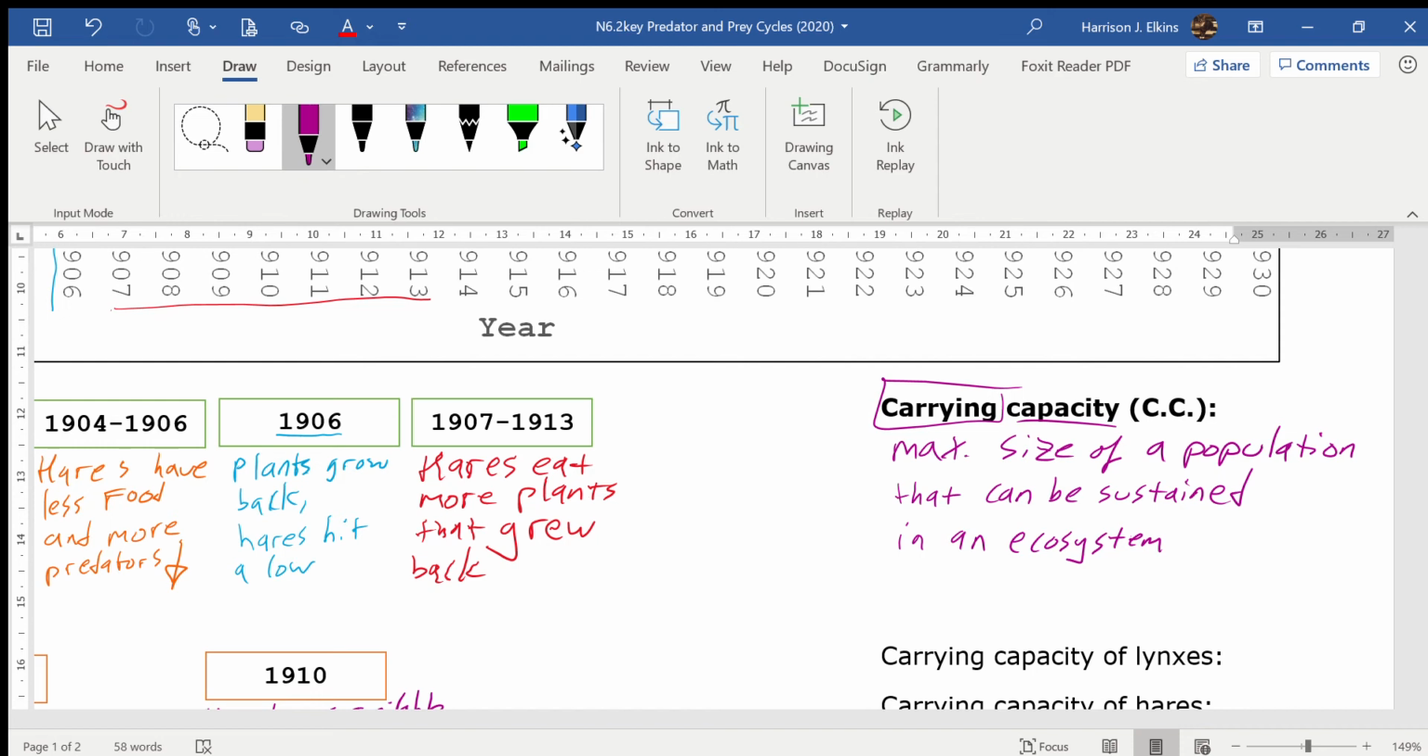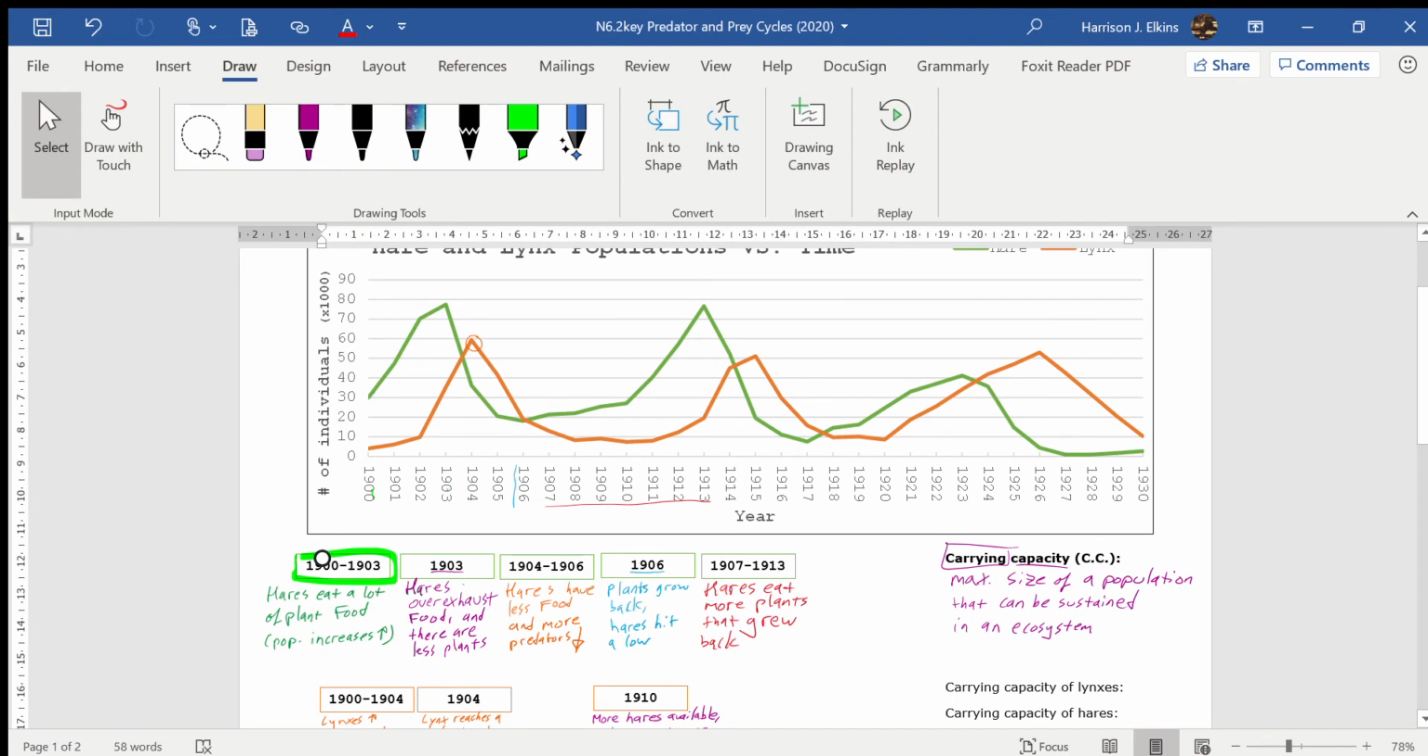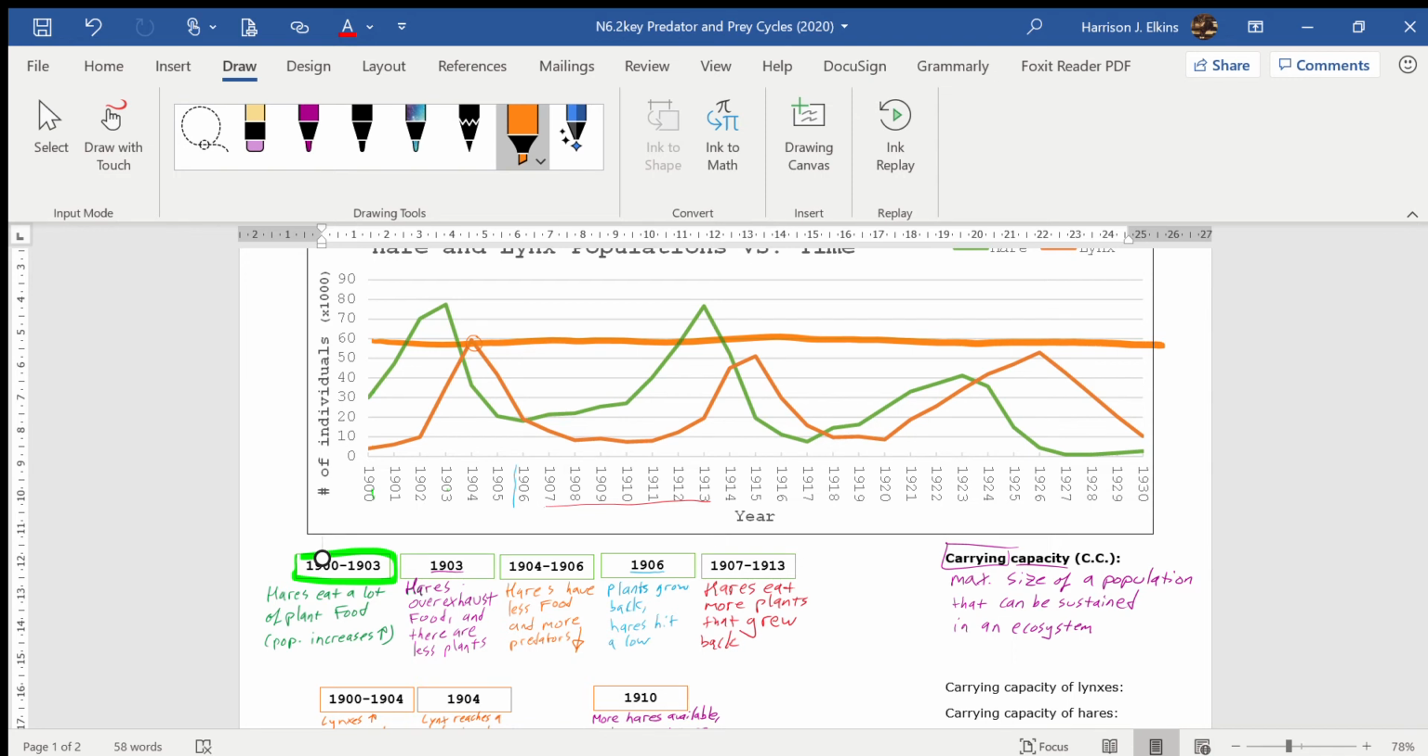So ecosystems have the same thing. They have a carrying capacity. They can only sustain so many before a population would crash. So what's the carrying capacity of lynxes? Let's look up here. What's the maximum amount of lynxes that this population in Canada sustains? It kind of looks like it's right around 60, right? Everything's below that, and it's kind of in between that because you get 50 here. So for lynxes, I would say 50 to 60.